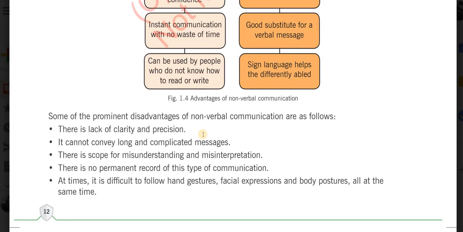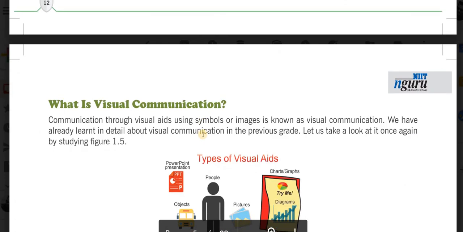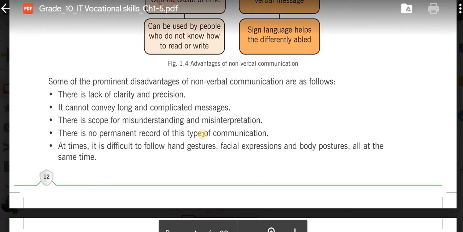You need to be very attentive to read the other person's body language, whether the person is interested in you or not. It is not possible all the time to follow all these body postures, hand gestures and facial expressions at the same time. So it is a disadvantage of non-verbal communication. So this is non-verbal communication.